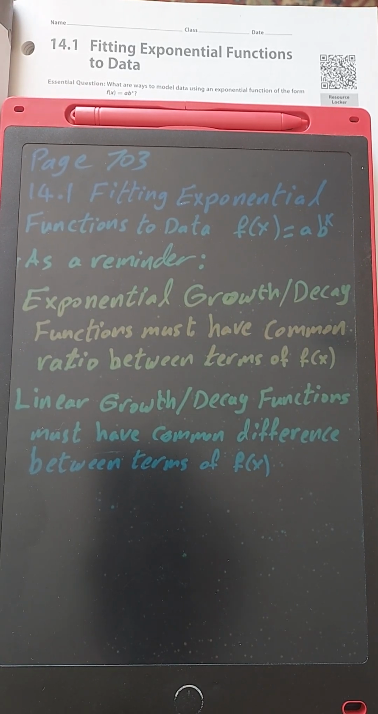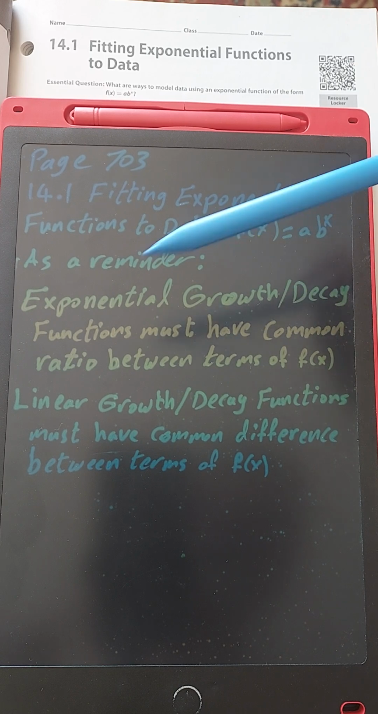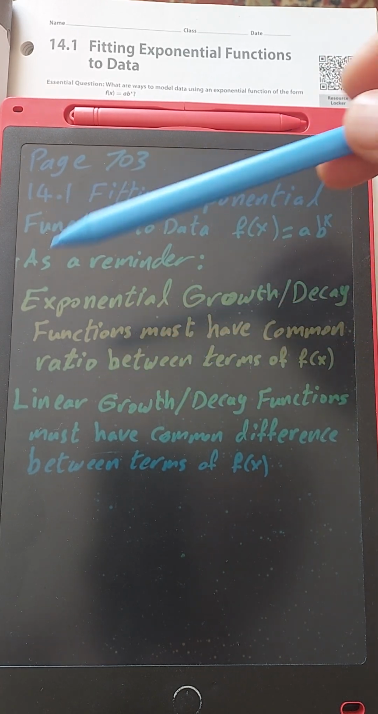Hello, today we're going to start a new lesson, 14.1 from Algebra 2, Volume 2, page 703. It's about fitting exponential functions to data using the function f(x) = ab^x. As a reminder, for the exponential growth or decay function, we must have a common ratio between the terms of f(x). We're going to look at some examples to determine if this is an exponential function or a linear function.